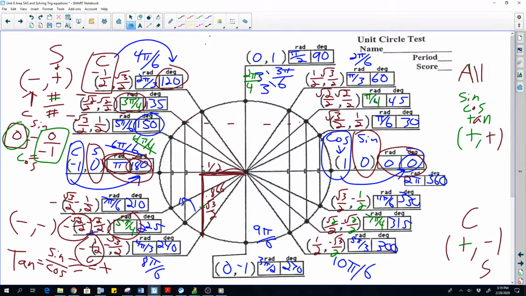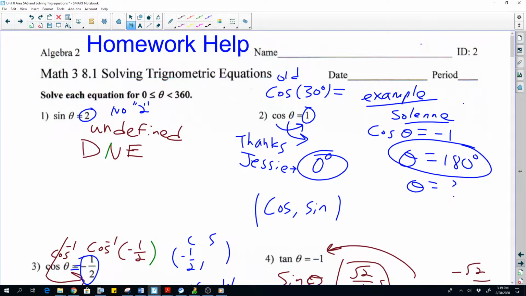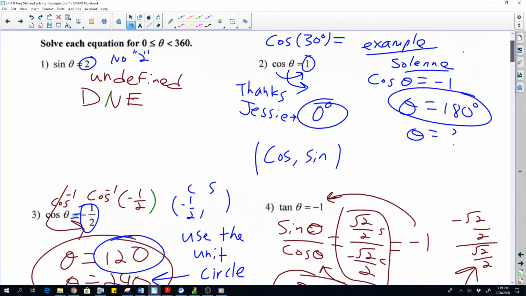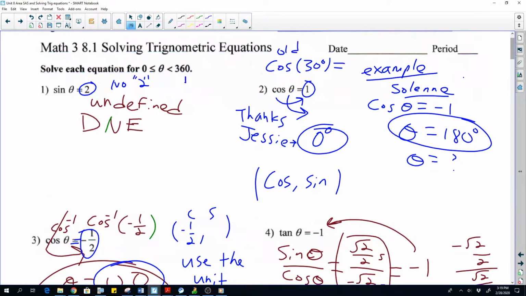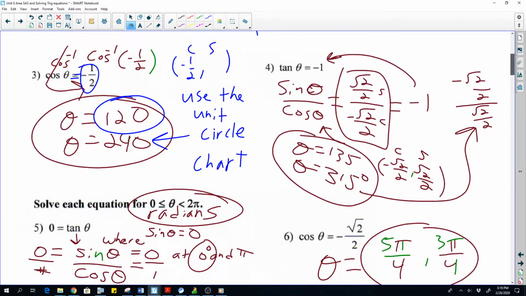And then down here, cosine equals negative a half, and that came from the angle 240 degrees. Or if we wanted the radian, we'd say 4 pi over 3. You'll notice on the homework that the first 4 use degrees, and the last 4 asked for it in degrees, 0 to 360. Awesome. And then radians is what we're going to do now.